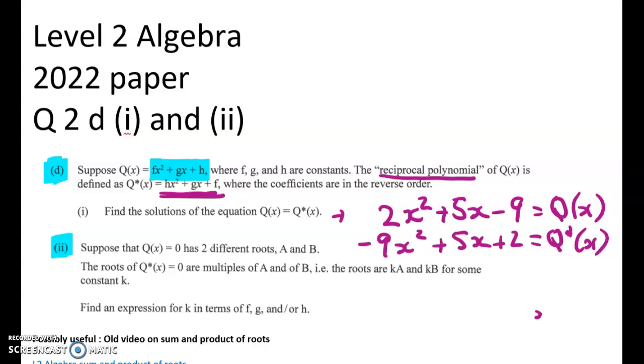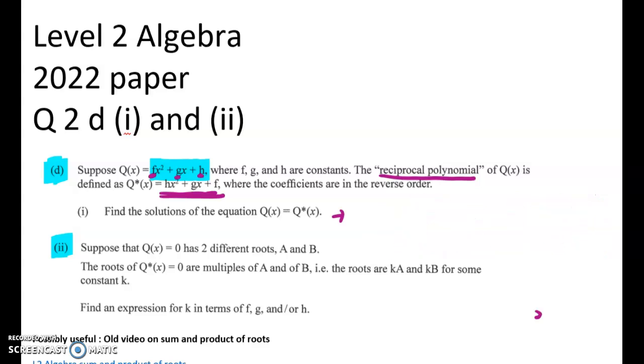So it's not too scary as long as you're used to working with f, g, and h, or constants that are not numeric. So we have to find the solutions for Q of x is equal to Q star of x. I'm going to do this in about 4 different ways. I'm going to do it in the most efficient way, and then I'm going to do it in some ways that I think some of you might have tried.